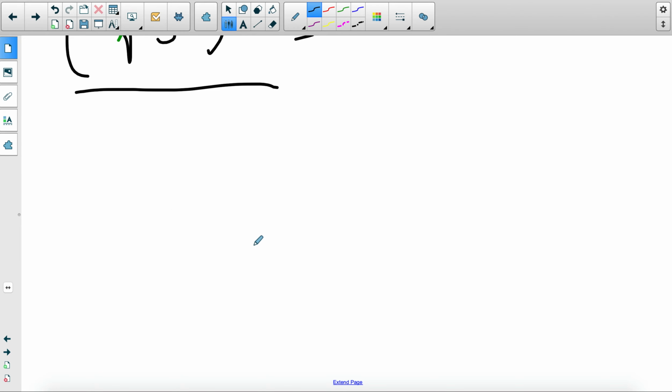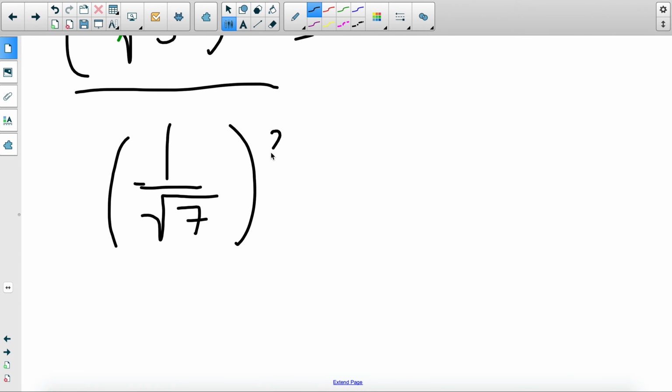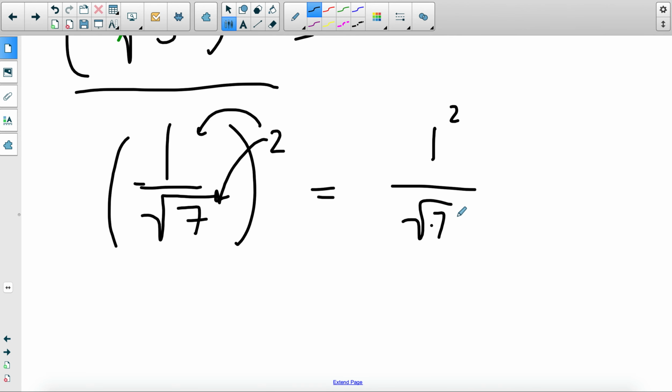Let's say it looked slightly different. What if it was 1 over the square root of 7, and that was being squared? Then in that case, you need to remember you spread the power to all of the numerator and denominator, so you end up with this. Well, 1 squared is just 1, and again, the square root and the power of 2 cancel out, so you end up with 1 over 7.